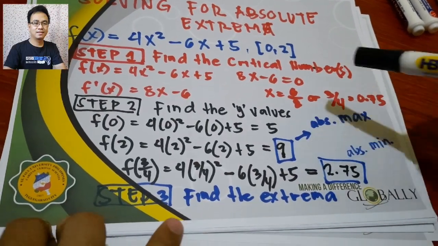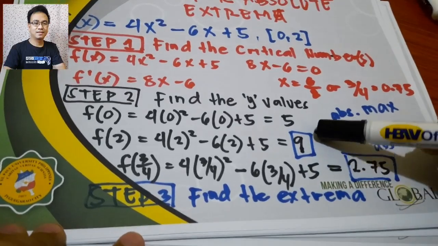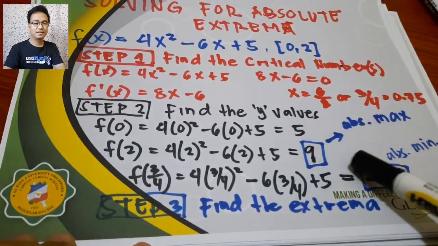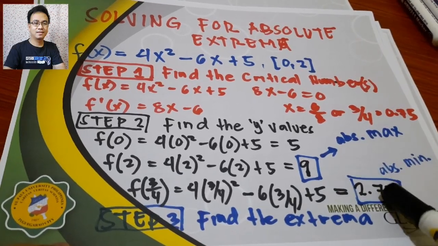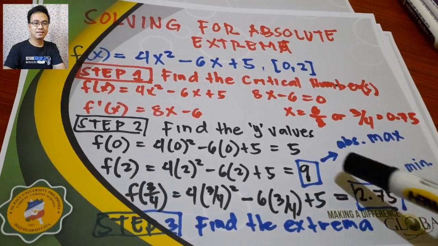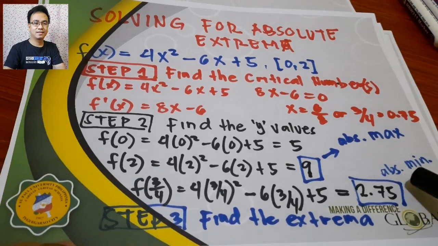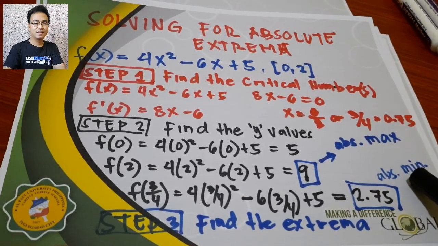After getting all the values of y, for our step 3, find the extrema. Now, if you can see, 9 here is the highest value among the 3. So therefore, 9 is the absolute maximum. And 2.75 is the lowest value among the 3. So this is therefore our absolute minimum.